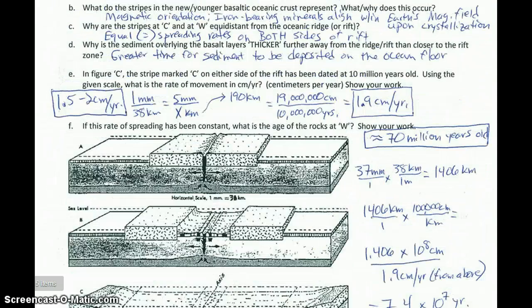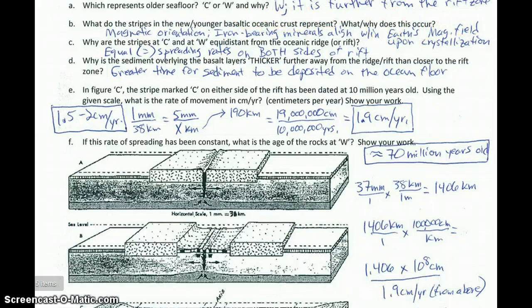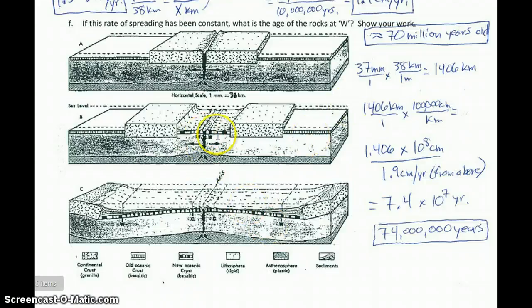So here goes. Number one says the figure below illustrates different stages of the formation of an ocean basin and subsequent separation of two continents via the process of seafloor spreading. So which represents older seafloor, C or W? Well, W does, because it's further from the rift zone. So if I look at these pictures here, W formed first, and then as plate tectonics and this ocean floor continued to evolve, we see that it's traveled further. So letter C is much younger. It's closer to the ocean ridge.